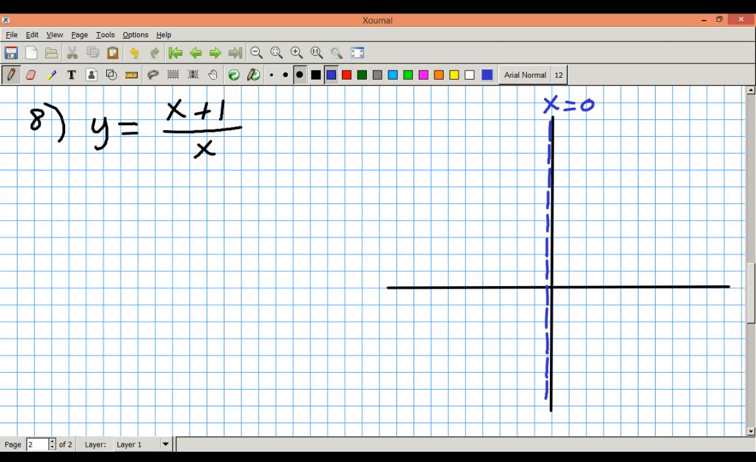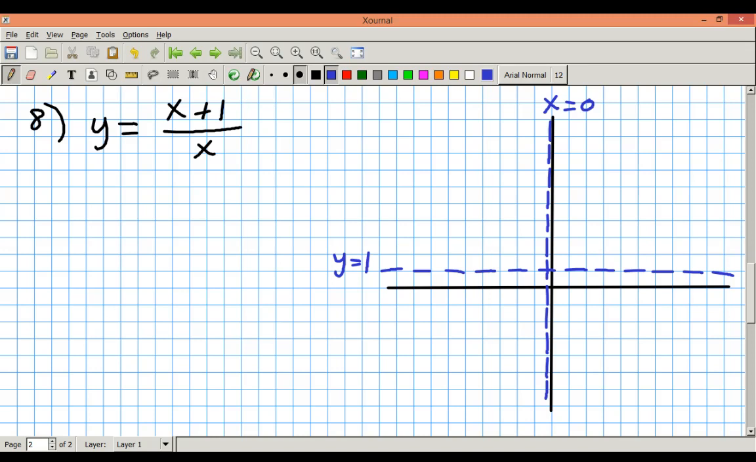Horizontal asymptote, notice the degree of the top is 1, the degree of the bottom is 1. So the horizontal asymptote is y equals the ratio of the lead coefficients. So y equals 1 divided by 1, which is 1. So y equals 1 is a horizontal asymptote. Okay, we got both asymptotes in there.